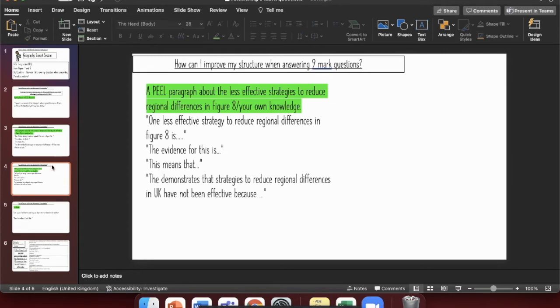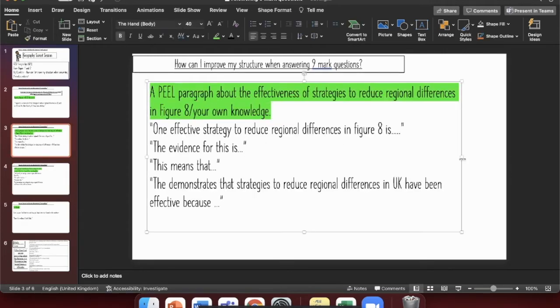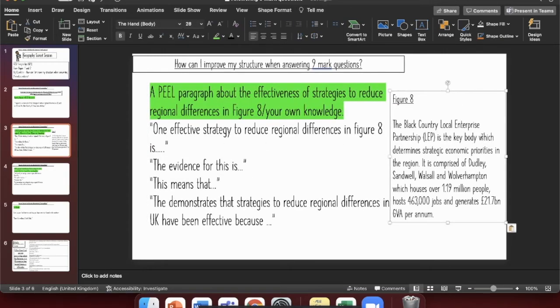So here is figure 8. It is a little bit of information about the Black Country LEP. And it talks about how it's a key body which determines strategic economic priorities in the region. So I can talk about how the regions that it covers, which are Dudley, Sandwell and Wolverhampton, house 1.19 million people and create almost 500,000 jobs, so 463,000 jobs. So nice and simple, I'm going to use figure 8.